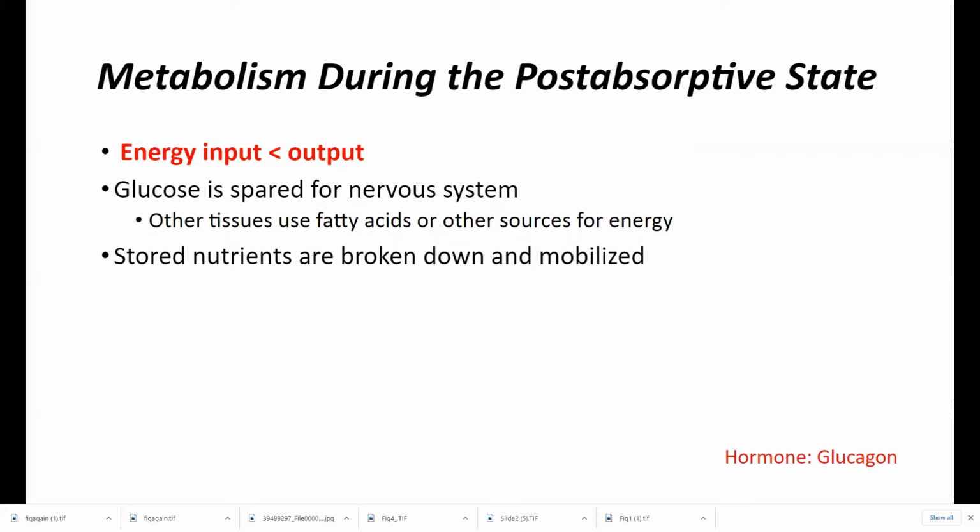But basically, other tissues can use fatty acids and other sources for energy. We talked about how we can break down fatty acids, how we can break down proteins for energy if we need to.